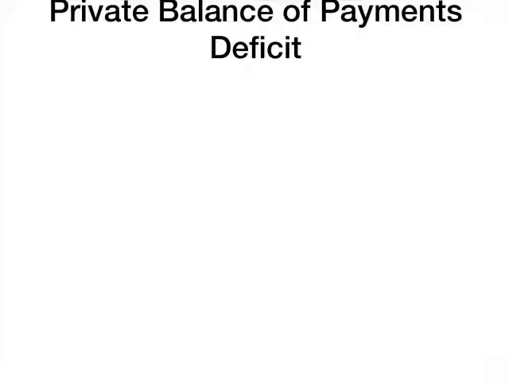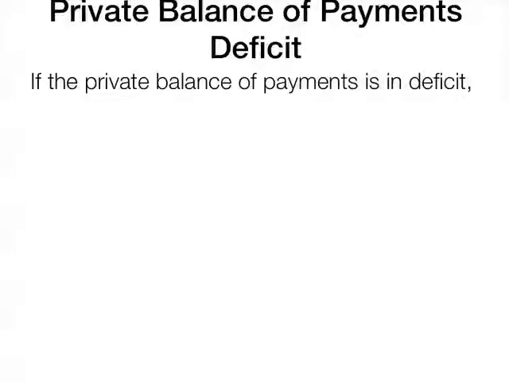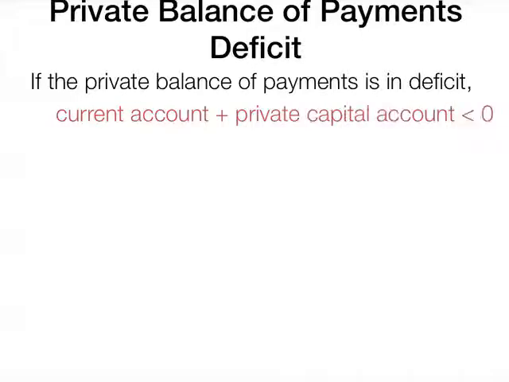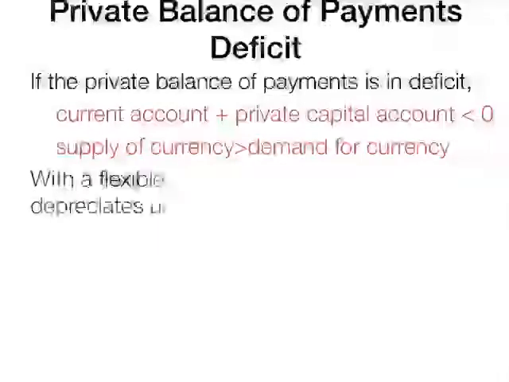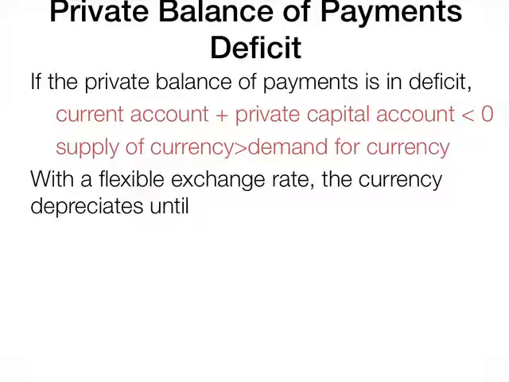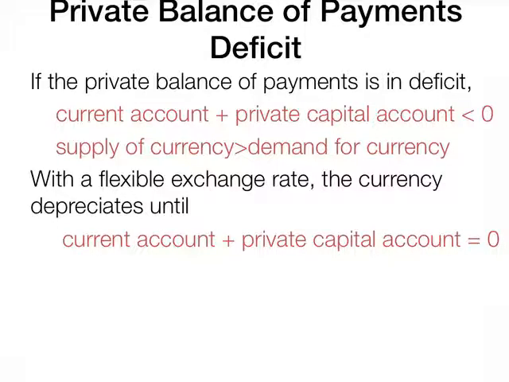So, there's something called the private balance of payments. If that's in deficit, in other words, money's flowing out of the economy, it means that the current account plus the capital account is negative. This implies the supply of currency is greater than the demand for currency, and that means if you've got a flexible exchange rate, your currency will depreciate until this equality holds. What this means is you have a way to correct for imbalances within your system. That's what this is telling you.